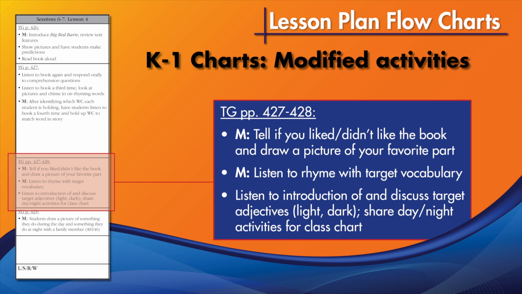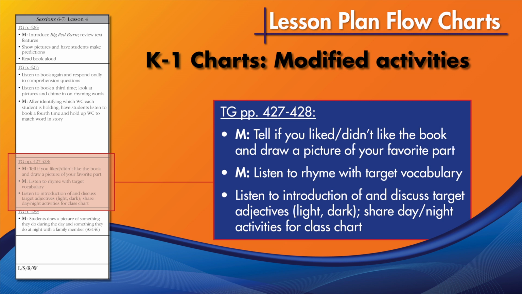In the K1 charts, activities are modified to focus on listening and speaking skills. The reading and writing activities are adapted to be more appropriate for younger learners. For example, following a read-aloud literature activity, K1 students orally tell if they liked or didn't like the book, and then draw a picture of their favorite part. In contrast, for this same lesson, students in grades 2 to 5 complete a formal book report.